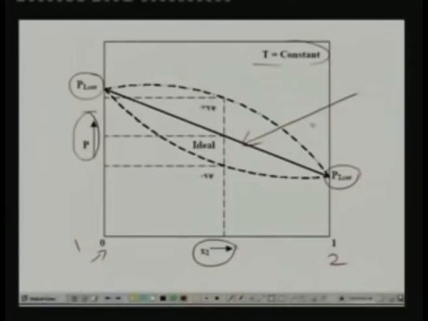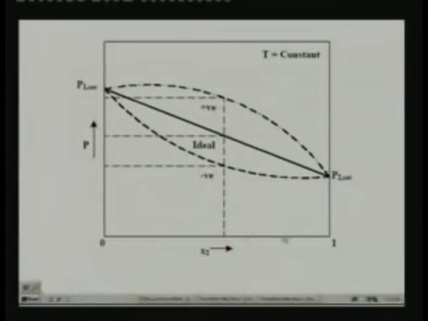But real solutions will deviate either in a positive manner or in a negative manner. If they deviate in a positive manner, the actual vapor pressure will be larger than the vapor pressure predicted by Raoult's law. This is what you call positive deviation. And if they deviate in a negative manner, you find that the actual pressure is less than the pressure predicted by the ideal solution from Raoult's law. This you call negative deviation from Raoult's law.